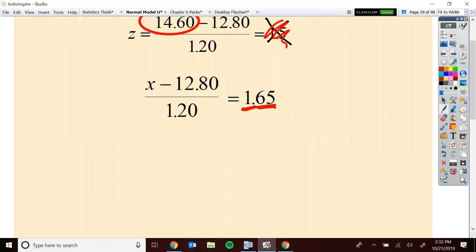Let's go ahead and do this. This is his mean, and this is his standard deviation, and the question is, what should his salary now be in order to be at a z-score of 1.65, which is the 95th percentile? So solve that right there. I'll let you do the algebra.